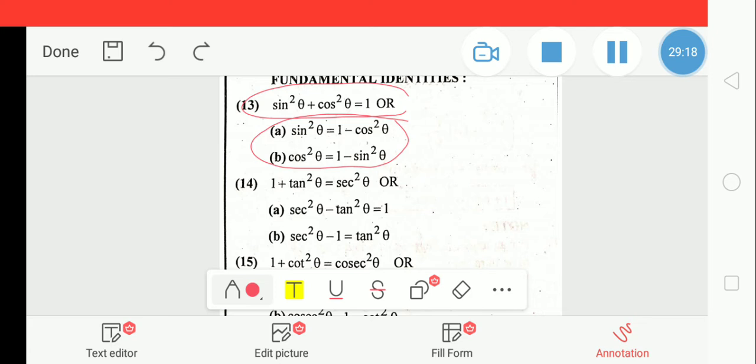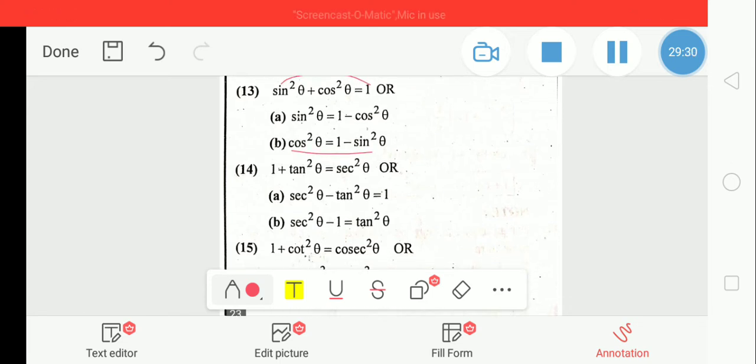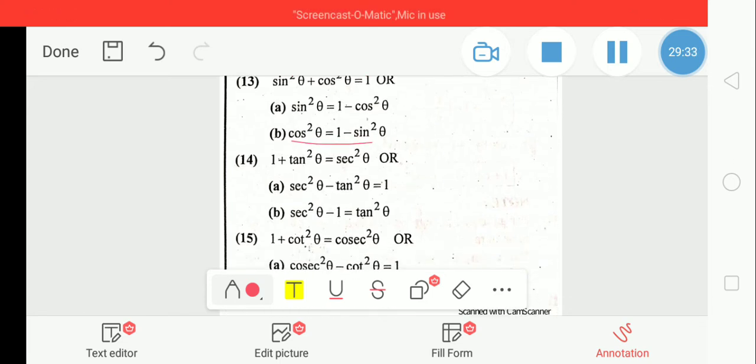That is, sin square theta plus cos square theta is equal to 1. Now cos square going to the opposite side, sin square theta is 1 minus cos square theta. Here sin square going to the opposite side, cos square theta is 1 minus sin square theta. And here also the same: tan square going to the opposite side, sec square theta minus tan square theta is equal to 1. Now 1 going to the opposite side, sec square theta minus 1 is equal to tan square theta.